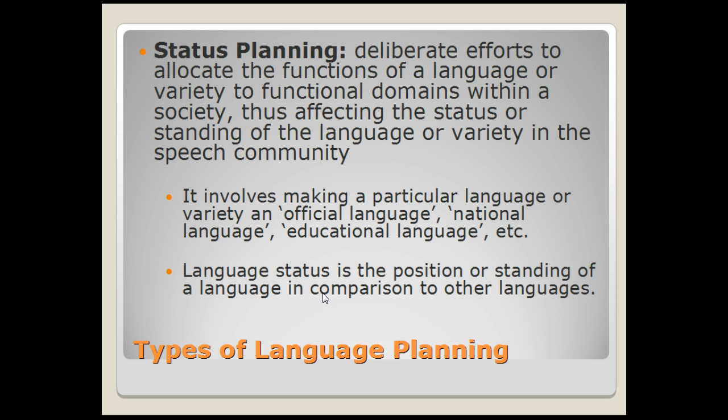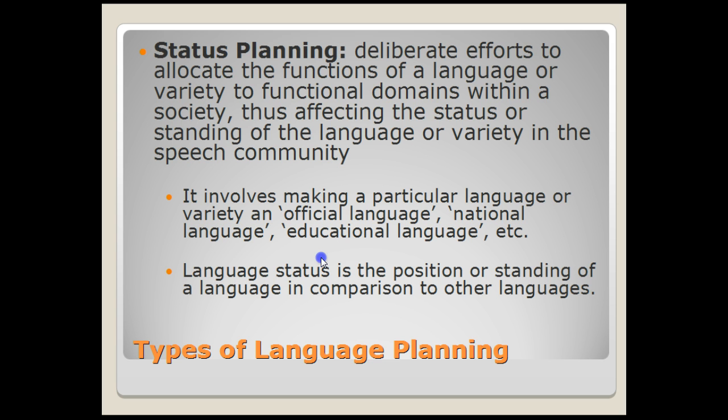The first is status planning. This refers to deliberate efforts to allocate the functions of a language or language variety to functional domains within a society, thus affecting the status or standing of the language or variety in the speech community. It involves status choices, making a particular language or variety an official language, a national language, an educational language, a language of work, etc. Language status is the position or standing of the language in comparison to the other languages.